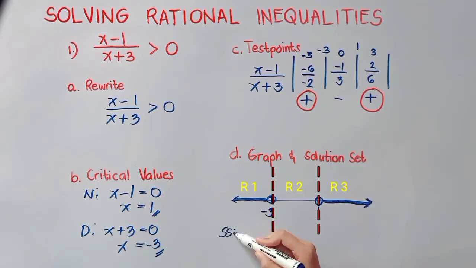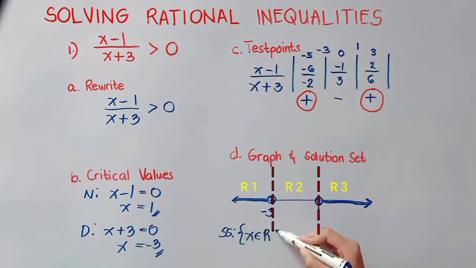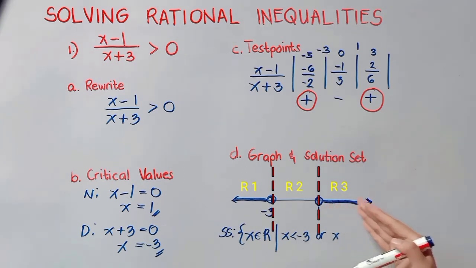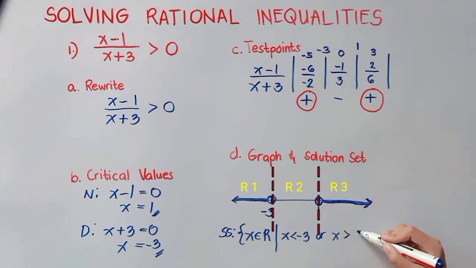Therefore, our solution set is x is an element of real numbers where these values of x are less than negative 3, and we'll just place OR, and the x values here are greater than 1.